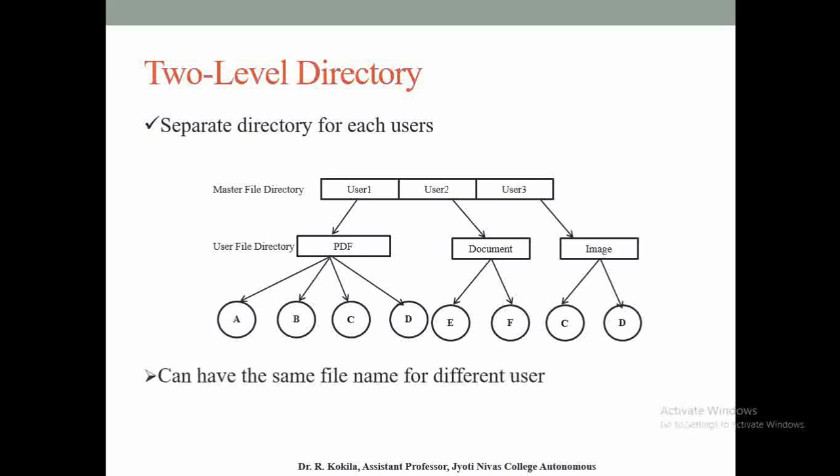So what are the main differences? Each user can have the same file name, so the naming problem is solved over here. And then you can have efficient searching over here. You can search a particular file very easily and fetch the data. And one more thing here: you cannot create one more folder inside that. So that will be the problem in your two-level directory.